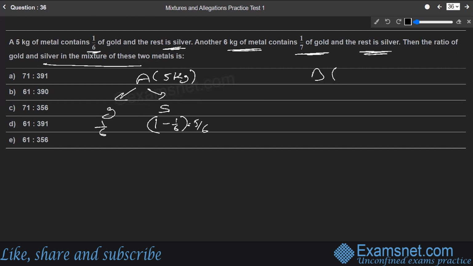Similarly, the B type, the other type of metal, is 6 kg in weight. Okay, what is the ratio of gold to silver?